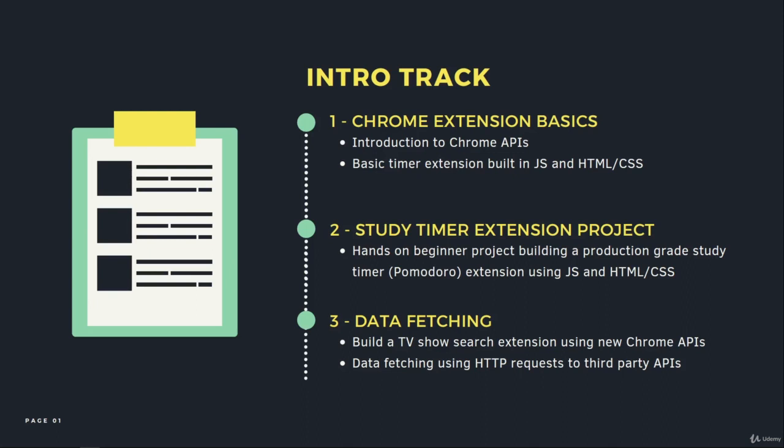After that, we'll have our first project section, where we'll be building a simple Pomodoro timer extension, which will be nicely styled and more featured than what we did in the first section. After that, in the data fetching section, we'll be taking a look at even more Chrome APIs and using HTTP requests to fetch data from a third-party API in order to power a simple TV show search extension.